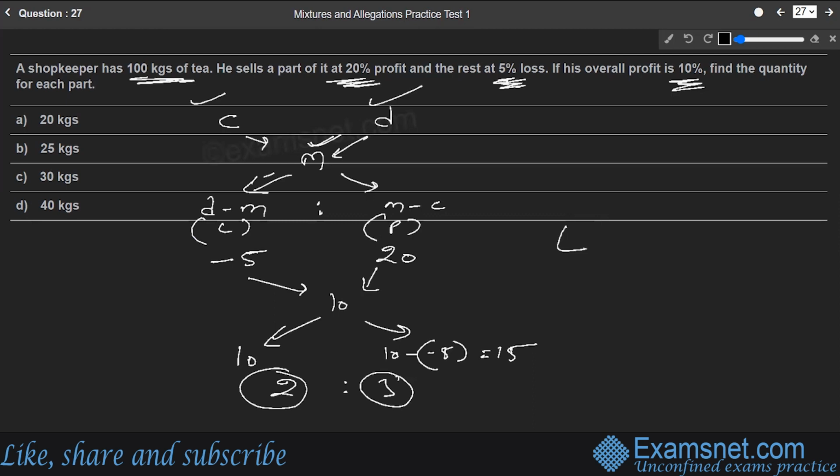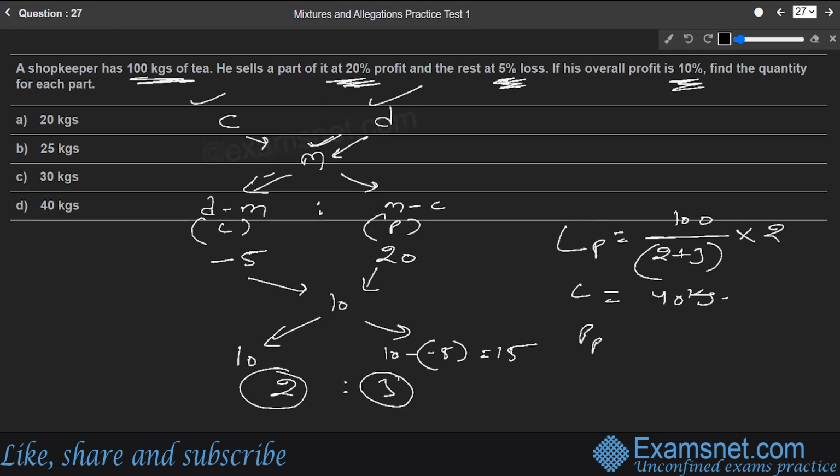So let us find out the loss part first. The loss part quantity can be found out by the total quantity 100 divided by the sum of the loss part and the profit part, 2 plus 3, multiplied by the corresponding number of the loss part, which is 2. Multiplied by 2, this gives us the value as 40 kgs. So this is the loss part quantity, 40 kg.